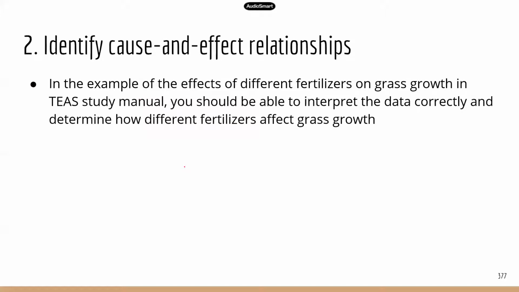So in the TEAS study manual, they mentioned one example, which involves the use of different fertilizers to determine what kind of effects they have on grass growth, right? As you can imagine, different fertilizers will probably have different effects on grass growth. Some fertilizers may lead to faster growth in the grass, and some fertilizers may not be very effective in terms of promoting grass growth. So if such data are provided to you, you should be able to interpret the data correctly and determine how different fertilizers affect grass growth.